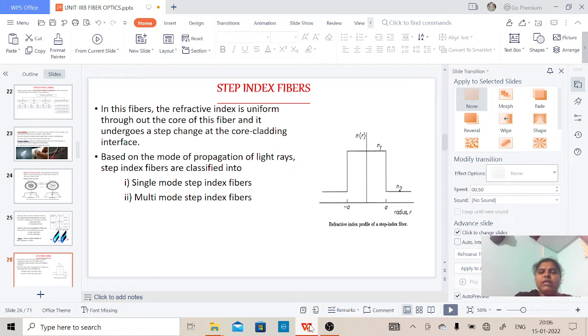In these fibers, the refractive index is uniform throughout the core of the fiber, and it undergoes a step change at the core cladding interface. So the refractive index changes step by step, so that is named step index fibers. We are discussing the refractive index at the core cladding interface because the reflection will take place at the core cladding interface. Based on the modes of propagation of light rays, step index fibers are classified into single mode step index fiber and multi-mode step index fibers.